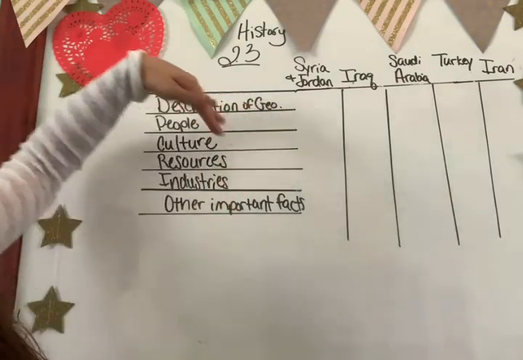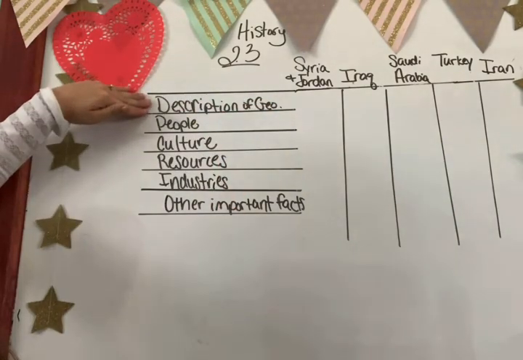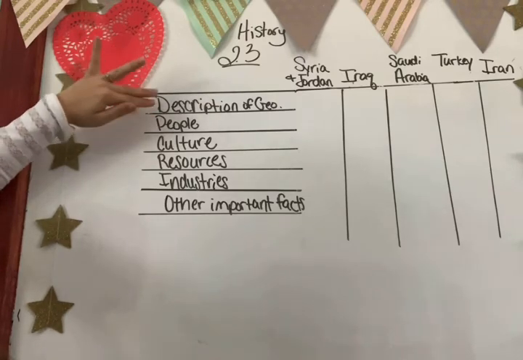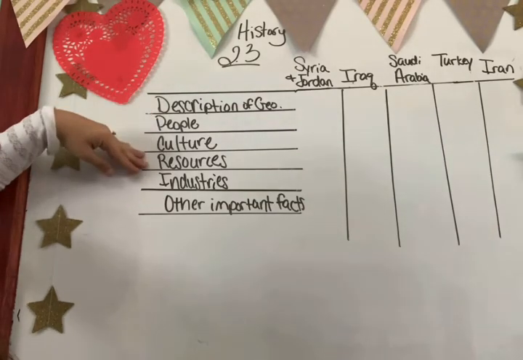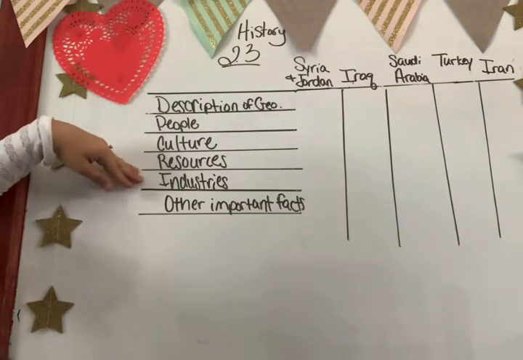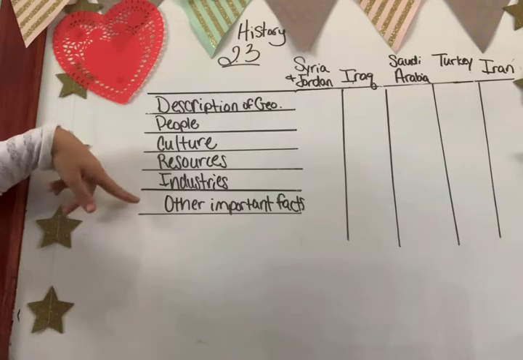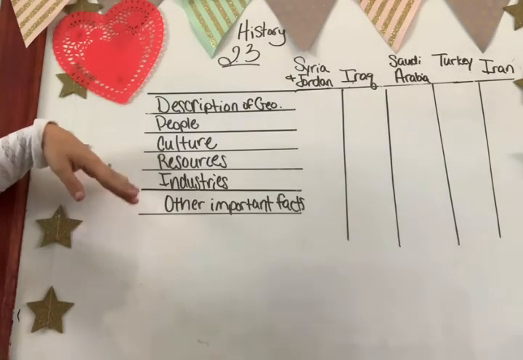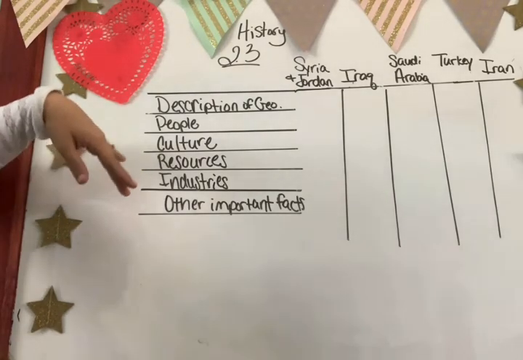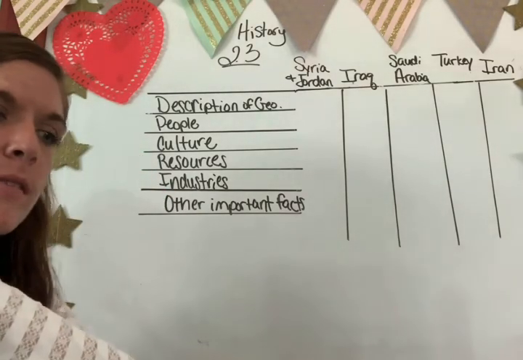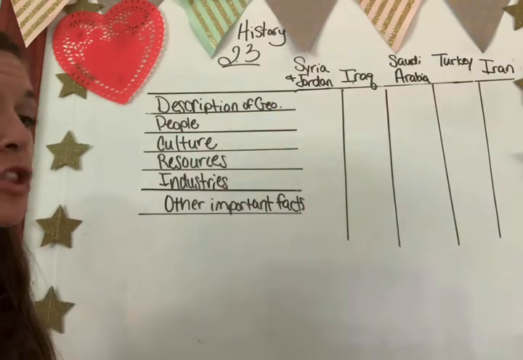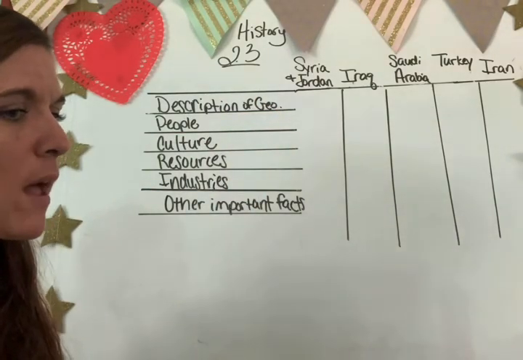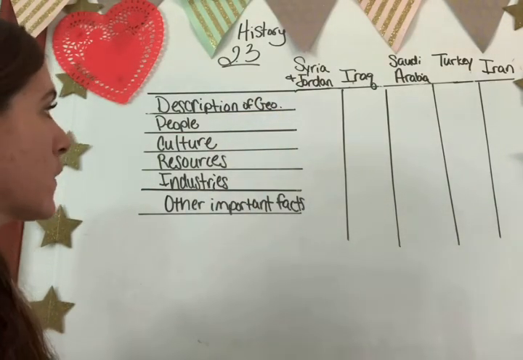And these are the subjects you need to look for in each one of the countries. Description of the geography. They're going to mention certain mountain ranges, certain seas. People, culture, resources, industries, and other important facts, okay? Like, they're going to mention Petra, they're going to mention terrorism, different stuff like that. People, you can talk about the religion, and culture, you can talk about the religion as well, the language that they speak, and different stuff like that.